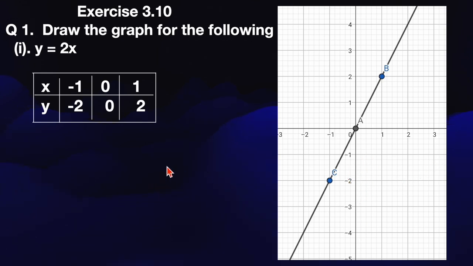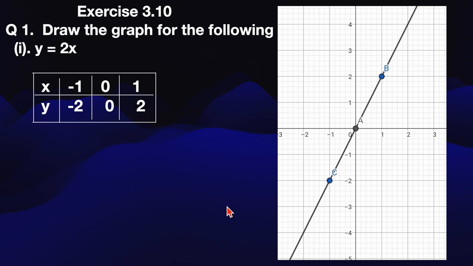Let's plot the first point, -1, -2. The x coordinate is -1, the y coordinate is -2. If you draw lines like this, you get the point here. So this is the point -1, -2. Point 0, 0 is this point. Then 1, 2: the x coordinate is 1, the y coordinate is 2. This is the point. Now join the 3 points like this. This line is this equation, y is equal to 2x.